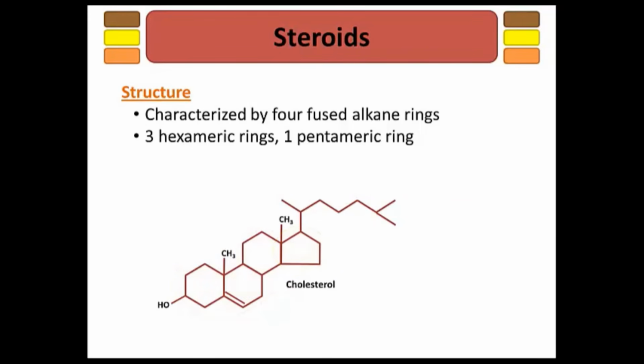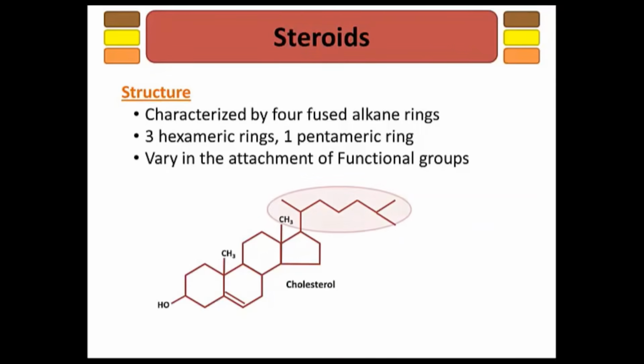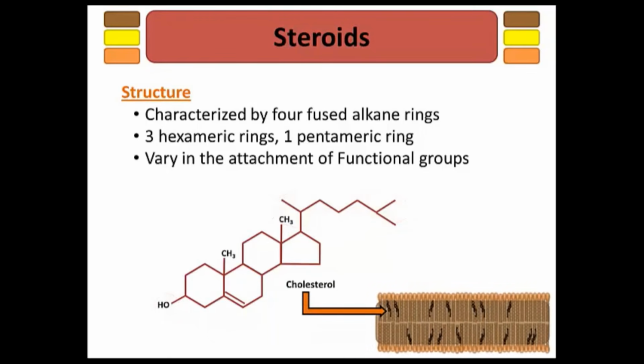There are many different structures for steroids that come from changing the type and location of different functional groups on the ring structure. Here we see the structure of cholesterol, one of the best known steroids. It is primarily identified by the long hydrocarbon chain branching off of its pentameric ring and the single hydroxyl group at the opposite end. Together with phospholipids, cholesterol is an important component of biological membranes.